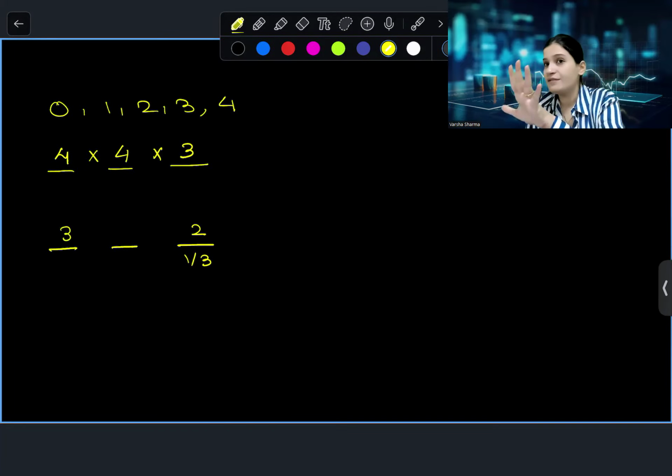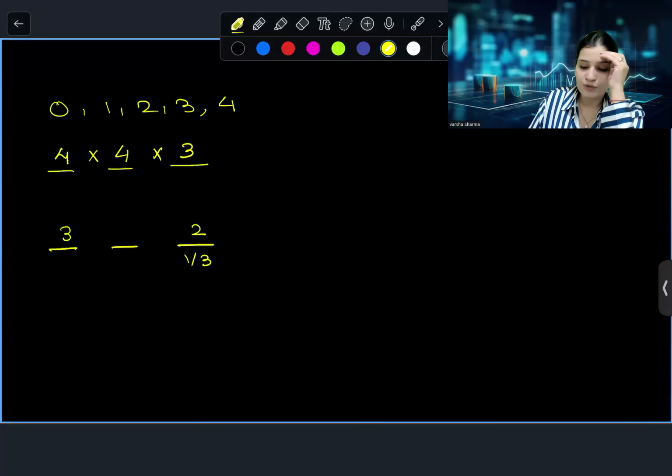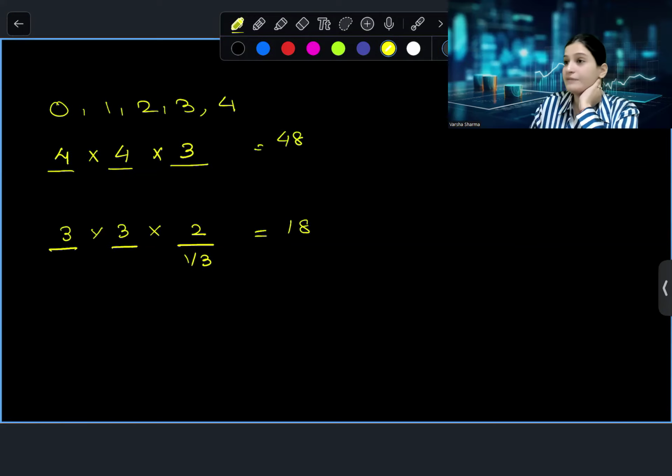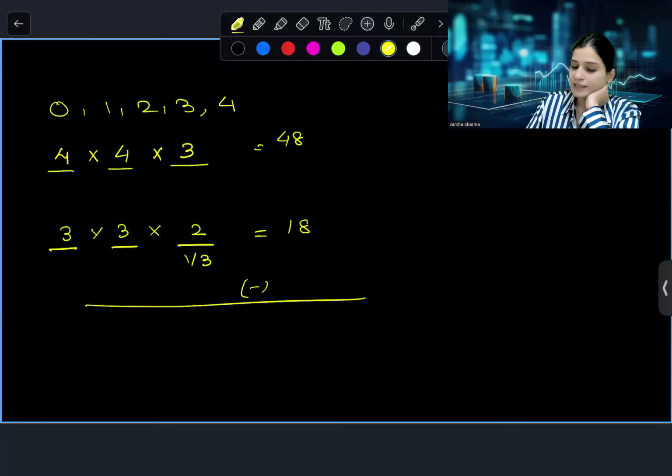Again, there were total 5. One of them is sitting in the last place. One of them is sitting in the first place. 2 are gone. Remaining 3. So 3 options here. Clear? So in total, there are 48 numbers. Out of that, 18 are odd. So automatically for even, you can subtract, 30 numbers will be even.